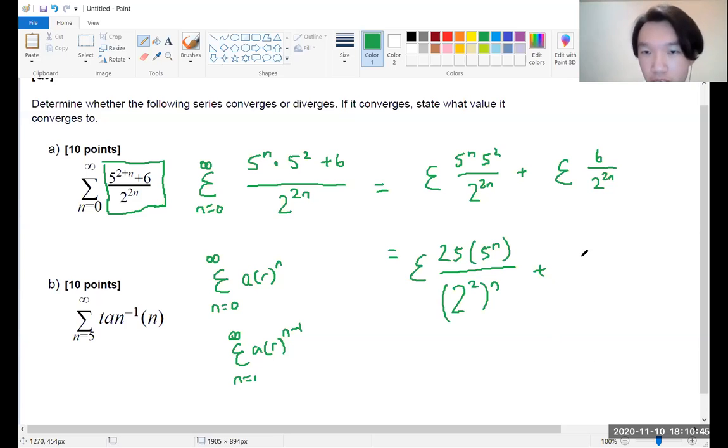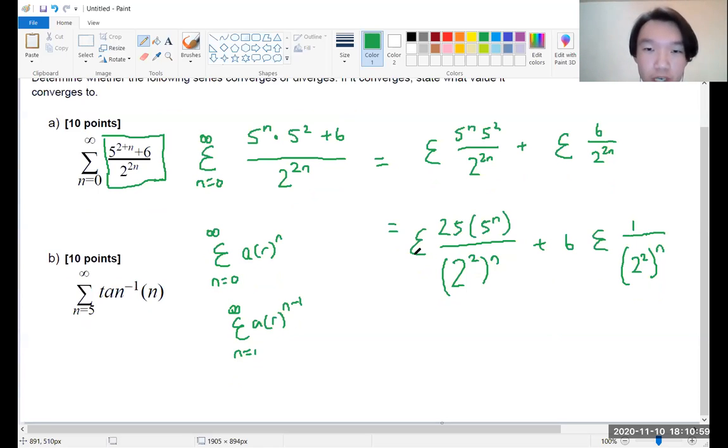Okay. And then someone said take out the 6. So let's do that. So this is 6 summation of 1 over 2 squared to the power of n. Okay, this is looking good so far. It looks somewhat closer to a geometric series. So regarding the first series, 2 squared is 4, right? So on the denominator, we just have 4 to the n. But then when you have a 5 to the n on top and a 4 to the n on the bottom, you can write it together. So then this would be 25 times 5 over 4 to the n.